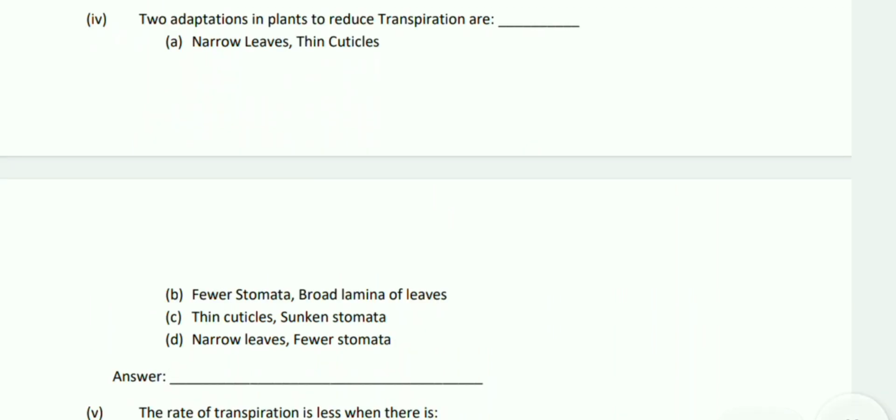Next question. Two adaptations in plants to reduce transpiration are: narrow leaves, thin cuticles. No, the cuticle has to be thick. Fewer stomata, broad lamina of leaves. No. Thin cuticle, sunken stomata. No. Narrow leaves and fewer stomata. Option D. As you can see from the pairs of characters, one reduces transpiration while the other increases transpiration. So you have to be careful. So option D is the right answer.